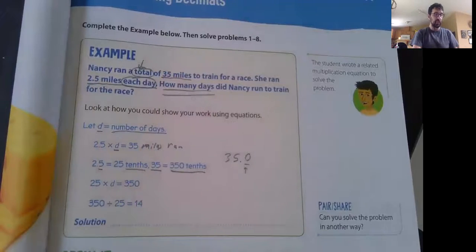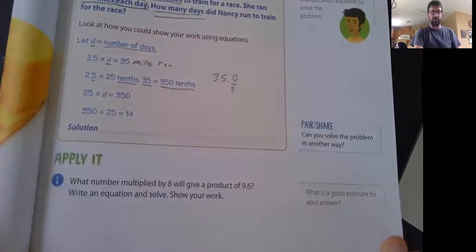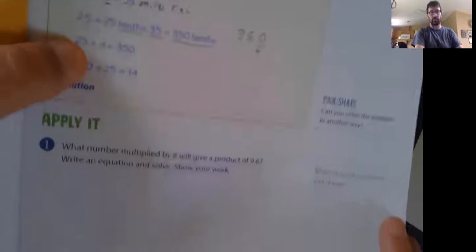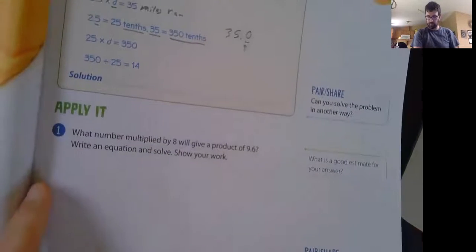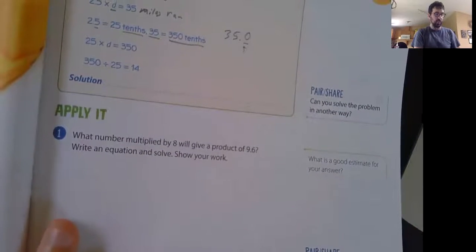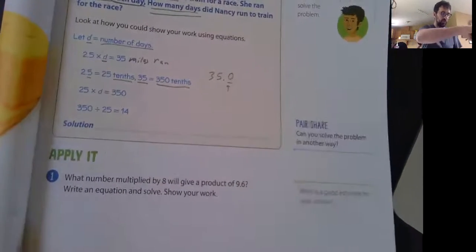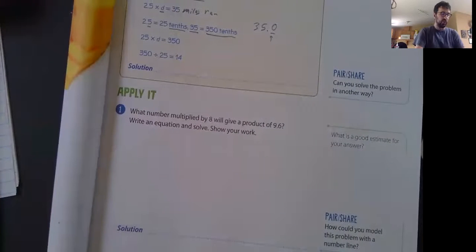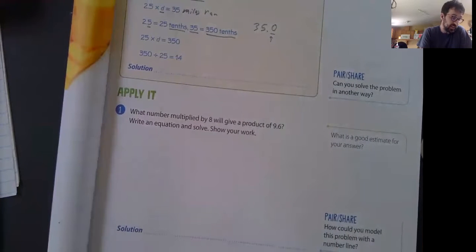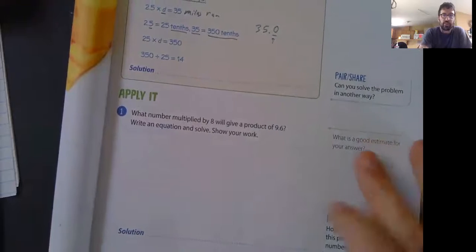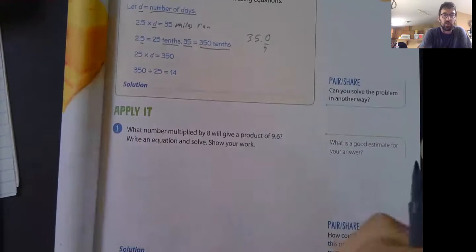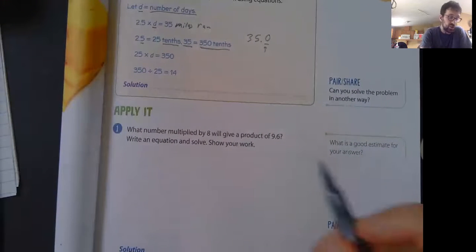Okay, I will do number 1 with you guys here. Okay, it says what number multiplied by 8 will give a product of 9.6. Write an equation and solve. Okay, so let's go and do this one together here. So what number multiplied by 8 will give you a product? So let's just write that as an equation.